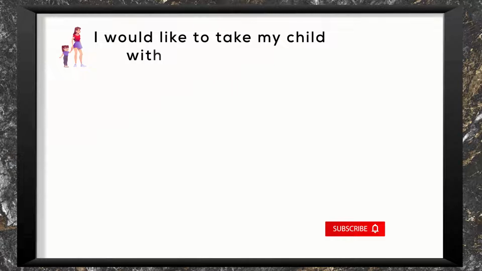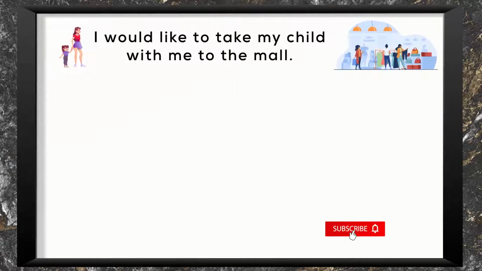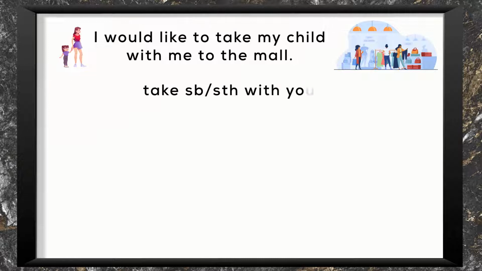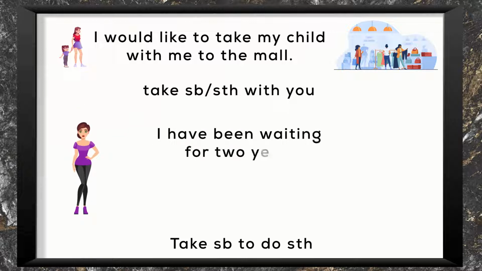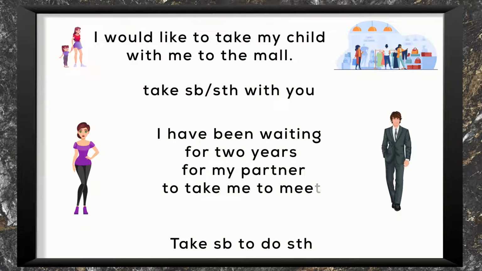Now, what about this example? I would like to take my child with me to the mall. As you can notice, take somebody or something with you is the other common form here. Indicating moving from one point to another, take somebody to do something can be used too. For example, I have been waiting for 2 years for my partner to take me to meet his parents.